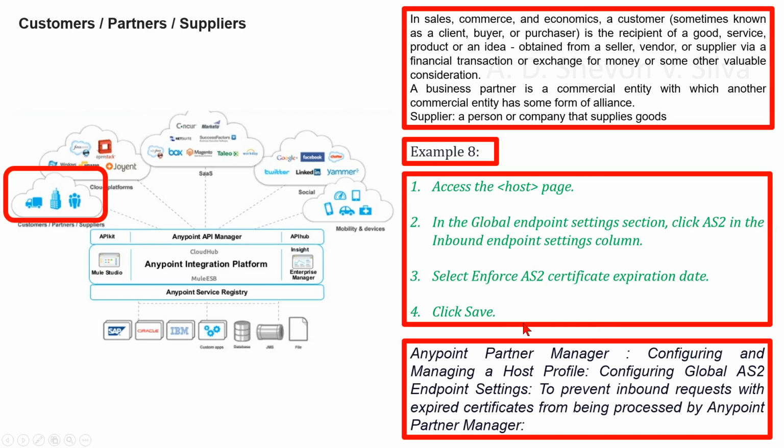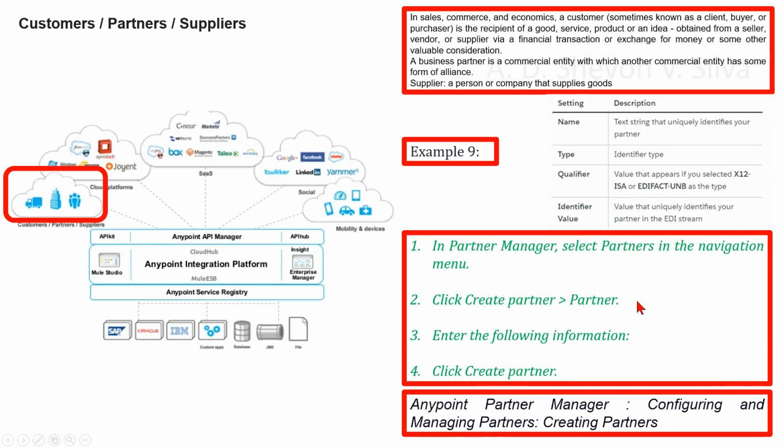Now we are considering configuring global AS2 endpoints, in configuring and managing a host profile in Anypoint Partner Manager, to prevent inbound requests with expired certificates from being processed by Anypoint Partner Manager. Access the host page in the global endpoint settings section. Click AS2 in the inbound endpoint settings column. Three, select Enforce AS2 certificate expiration date and click Save.